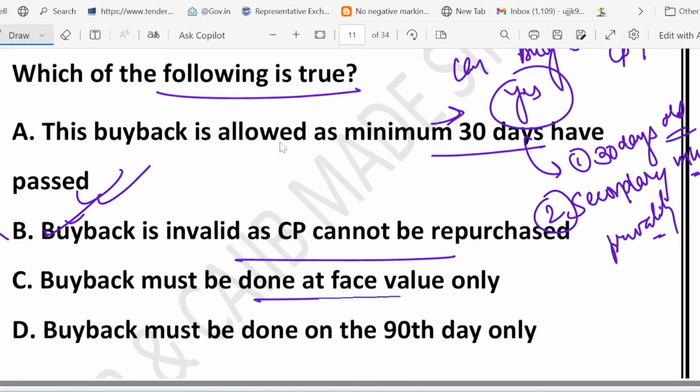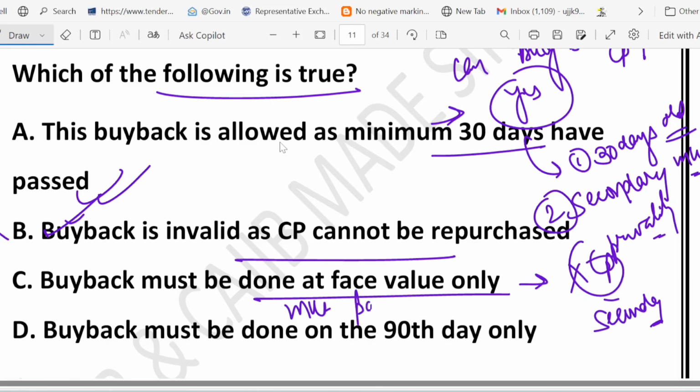Option C says buyback must be done at the face value only. Totally wrong. See, CP are traded in the secondary market, right? And the price constantly fluctuates. So buyback always happens at the market price. Remember, buyback always happens at the market price, not face value.